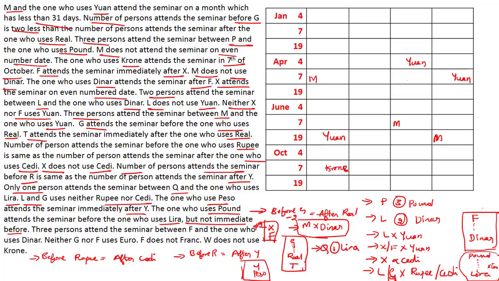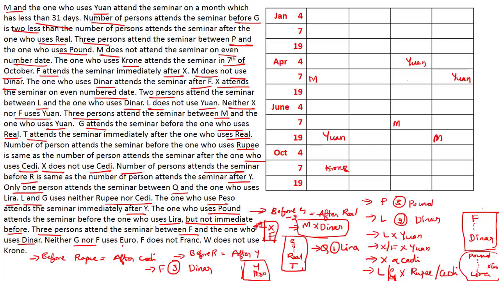It is not immediately before. I hope you got it. The next one is: 3 persons attend the seminar between F and the one who uses dinar. So there should be a gap of 3 persons between F and the one who uses dinar.